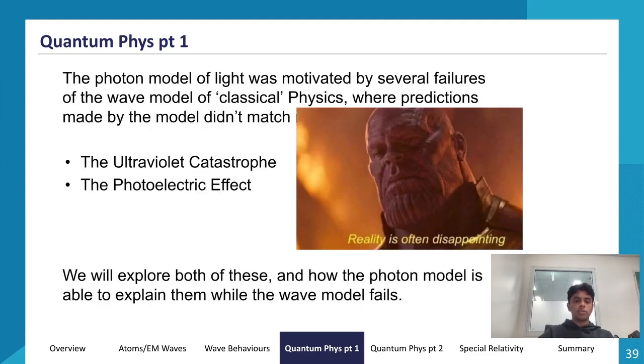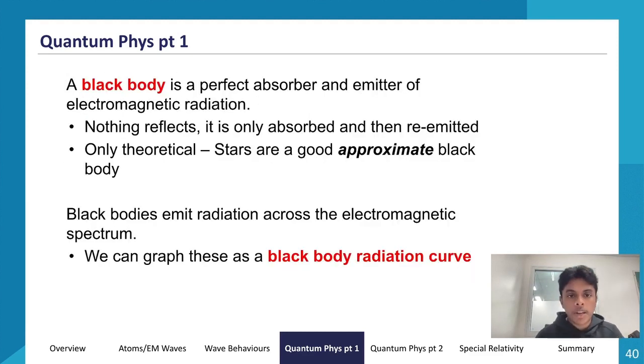So let's go through a black body first. A black body is a perfect absorber and emitter of electromagnetic radiation. That's the definition of a black body, and you need to be able to define these. Nothing is reflected off of it. Light does not reflect, it is absorbed and then re-emitted. It only exists theoretically, since something that perfectly absorbs and perfectly emits only exists in theory, but stars are a good approximation of a black body.